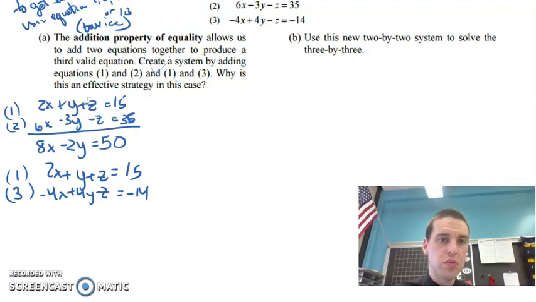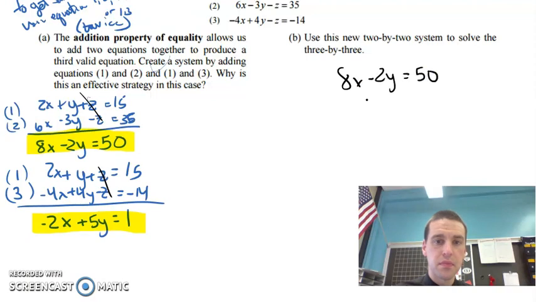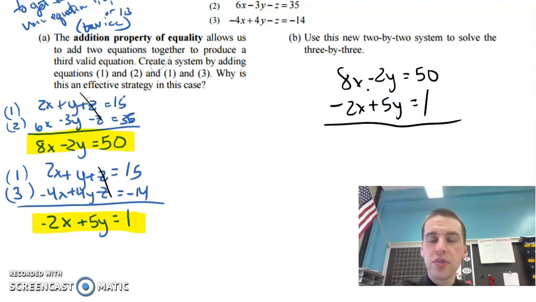So I just did 1 and 2. 1 and 2 gave us this. When I do 1 and 3, you're going to get that. Notice what happened in both of them. And you should see that the z's canceled out each time. Now I'm left with a new 2 by 2 system. Now you have a 2 by 2 that has only 2 variables, not 3. And you can use elimination or substitution to solve this.